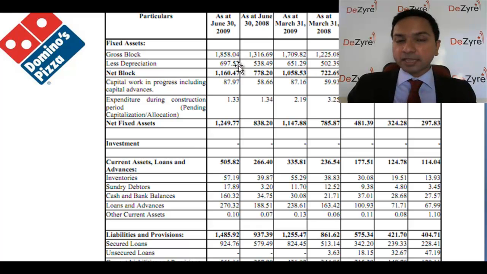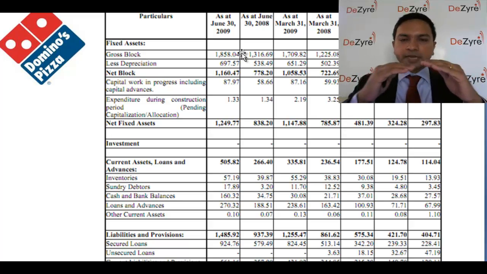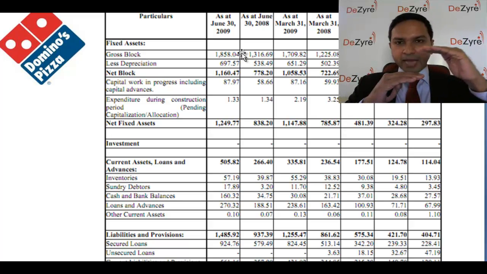And the reason they have not done that is the same logic we used a few classes back, where we said on an income statement the expenses should match the revenue.